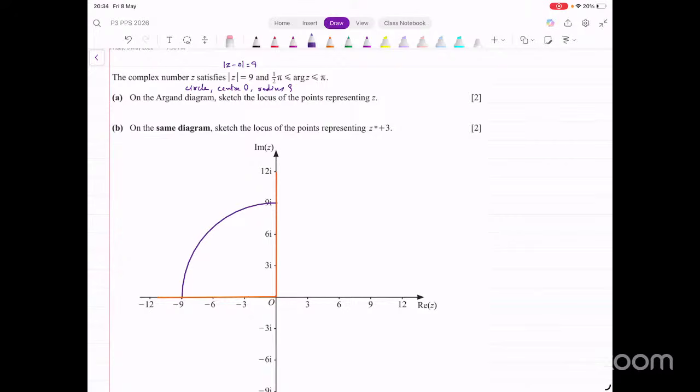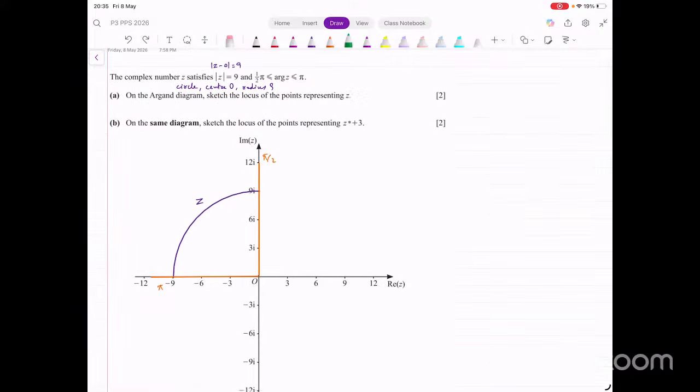Its modulus is 9, its distance from origin is 9 units, and the angle is between pi over 2 and pi. This angle is pi over 2, and this angle is pi. So we'll make a curve like this. Yes, you should erase the rest of the circle. This will be the locus of the points representing z. In this case, since we don't have an area as such, it's just all the points on this arc. So it's a good idea to just not shade any region. Instead, just show this arc and erase everything else.